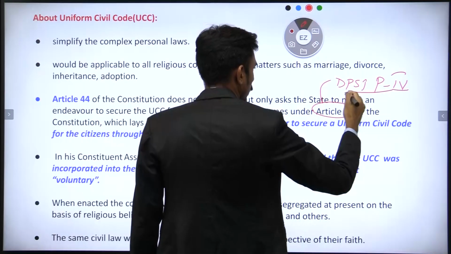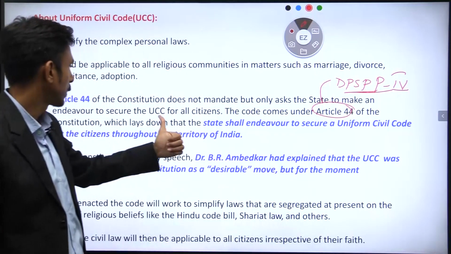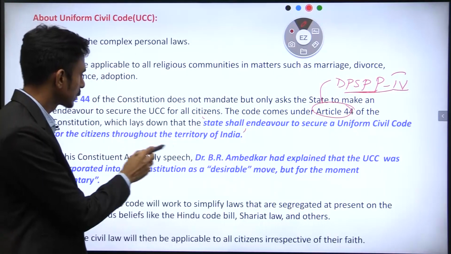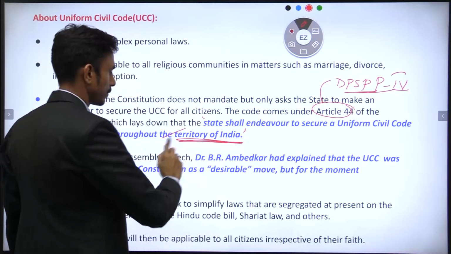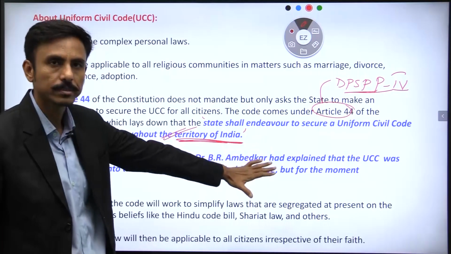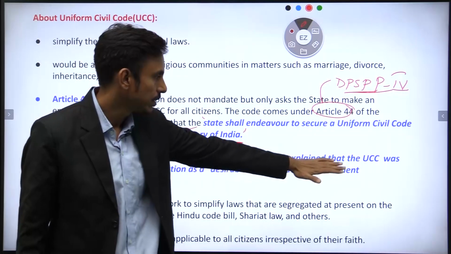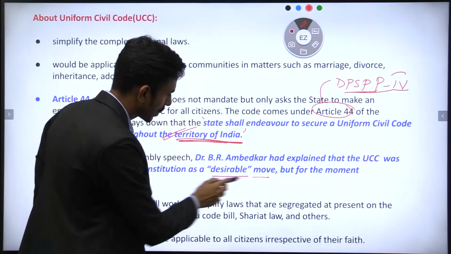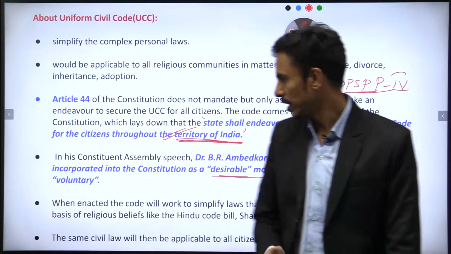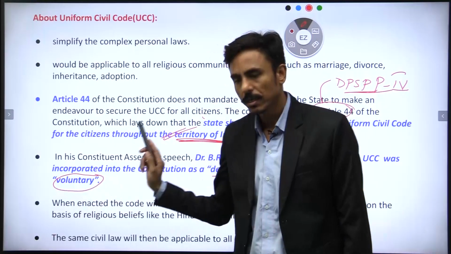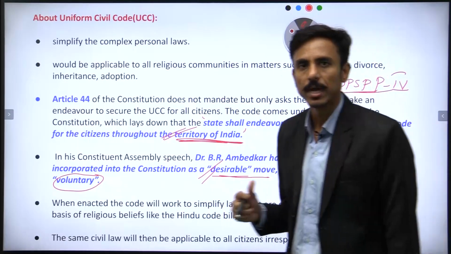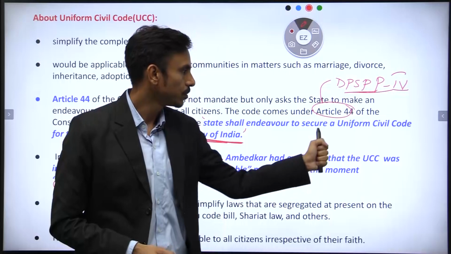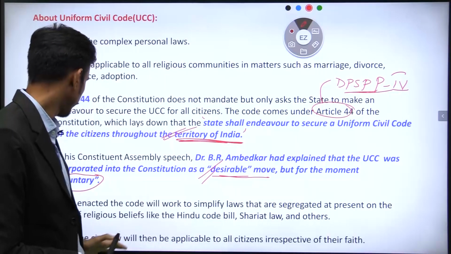Now they talk about having a uniform civil code, and it says that the state shall endeavor to secure a uniform civil code for the citizens throughout the territory of the country, right? Even B.R. Ambedkar, in his speech in the Constituent Assembly, said that the Uniform Civil Code is incorporated in the Constitution as a desirable move, but for the moment it is voluntary. It is something which is desirable, and the states should endeavor to secure a uniform civil code, right?